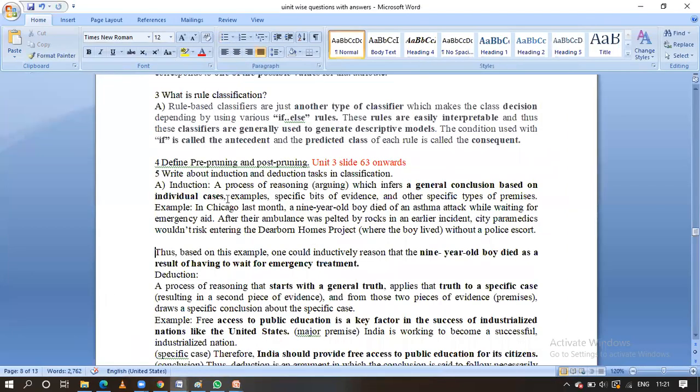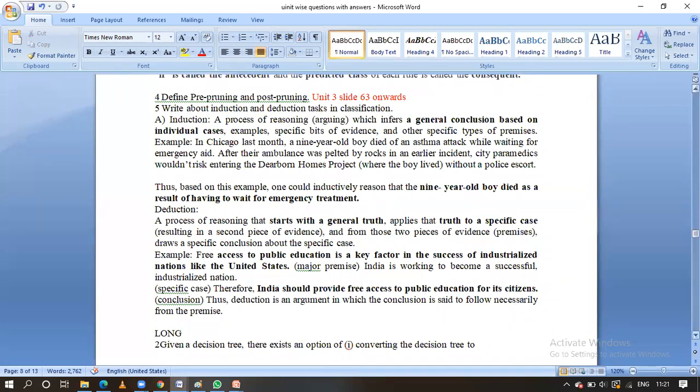In the next class, we are going to see induction and deduction related to classification. All the things we will see in the next class, and we will complete the third class. After that, we can go forward with the book. Hope you have understood this session. Any doubts, you can ask me anytime, guys.